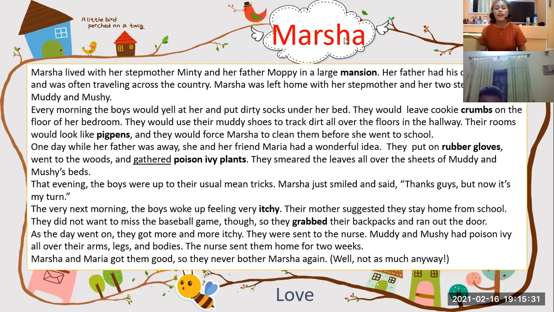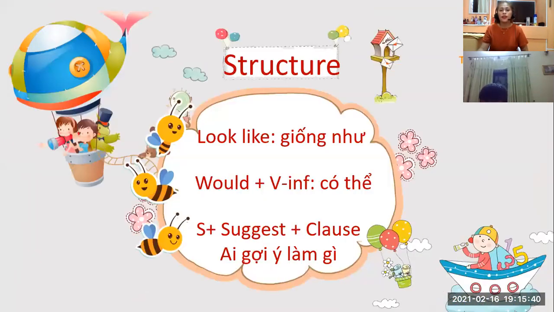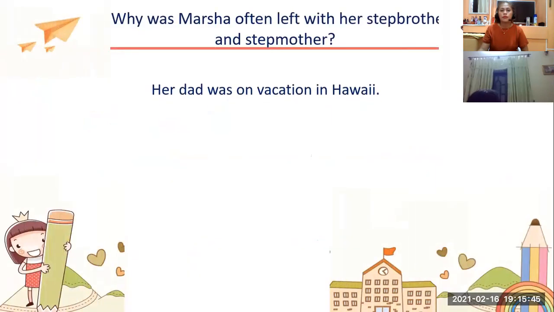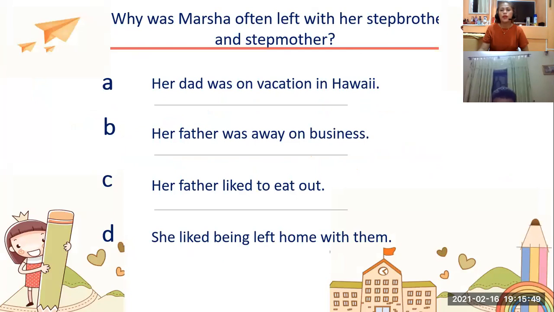Okay, Tom. So did you understand the story? We have to answer the question, okay? Did you understand the story? You understand? Okay. Yeah. Okay, first here. Now. Why was Marsha often left with her stepbrothers and stepmother? Why? What's the answer? What do you think is the answer? A, B, or C?